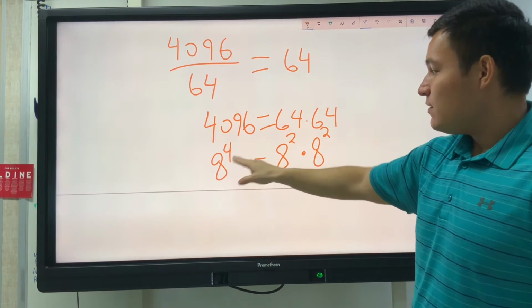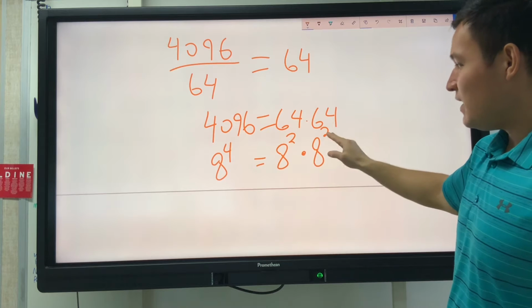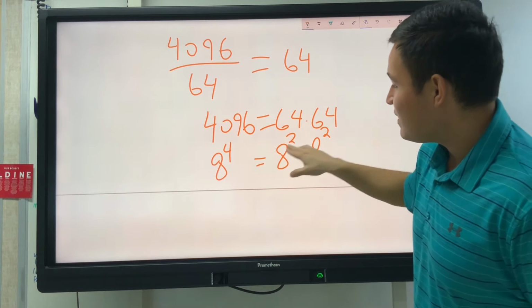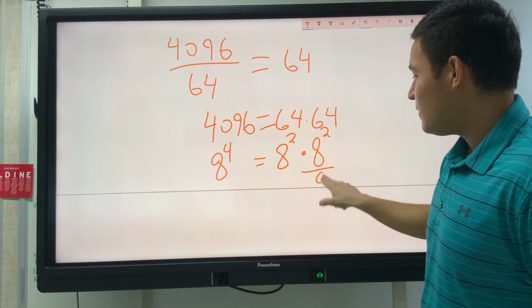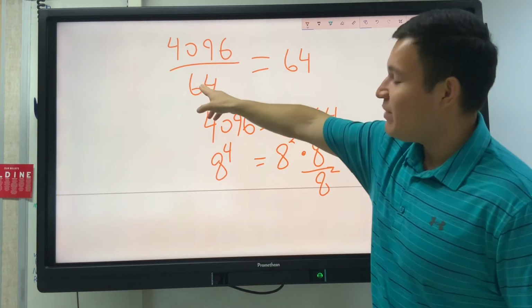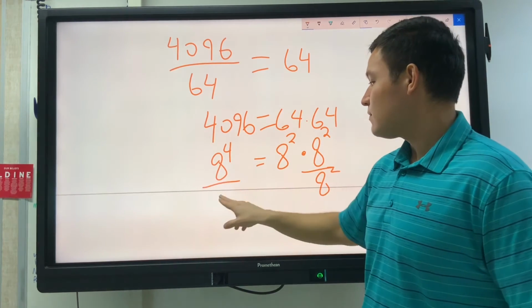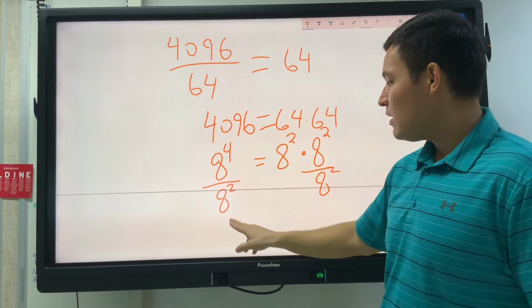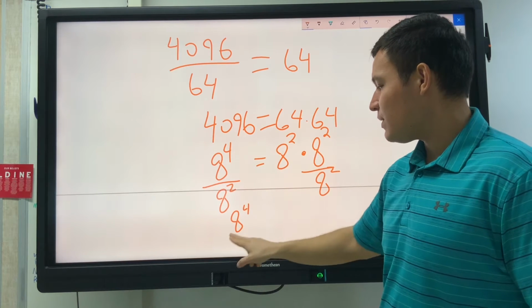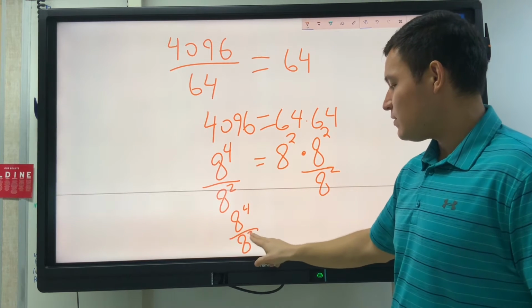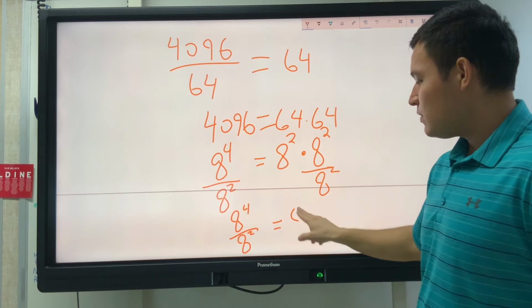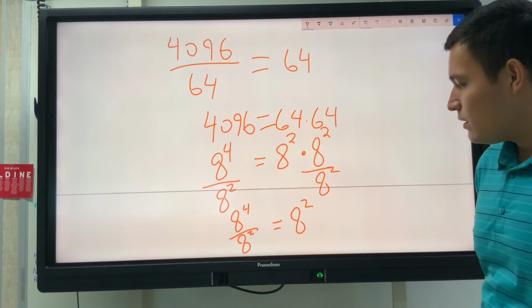So if 8 to the 4th power is equal to 8 squared times 8 squared, then if I decide I don't want this on the right side anymore and I want to move it back to the left where it started, we get that 8 to the 4th power divided by 8 squared is equal to 8 squared.